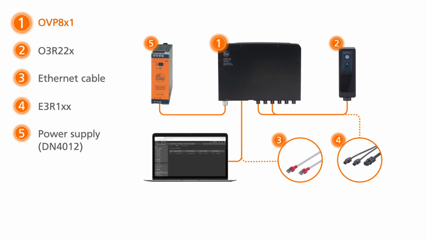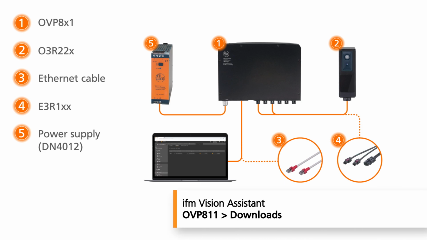You will need one OVP video processing unit, one O3R camera, an Ethernet cable, one FACRA cable, and a power supply. You can check out our wiring video to see more details on the wiring process. Also, to view the data, we will use the IFM Vision Assistant. You can download it from ifm.com.